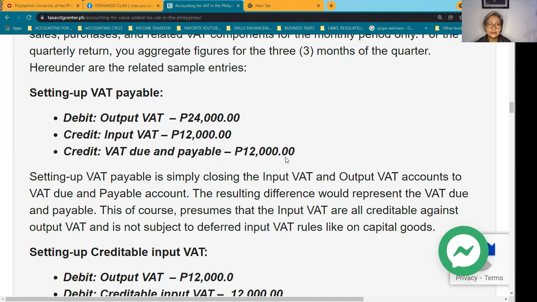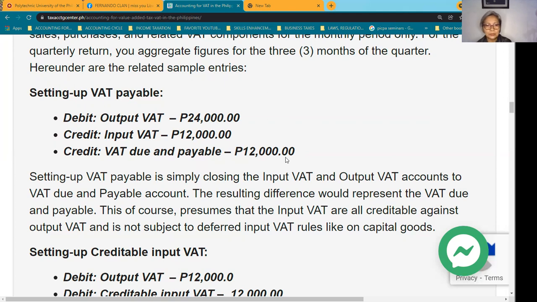At the end of the month, you summarize it. So, yung output VAT na naka-credit sa'yo, i-debit mo para mabura dun sa transaction mo for the month. At yung input VAT mo na naka-debit, i-credit mo. So, mabubura yon dun sa input VAT mo for the month. And then you will have your VAT payable. So, na-recognize mo na kung magkano yung VAT payable na babayaran mo sa BIR.